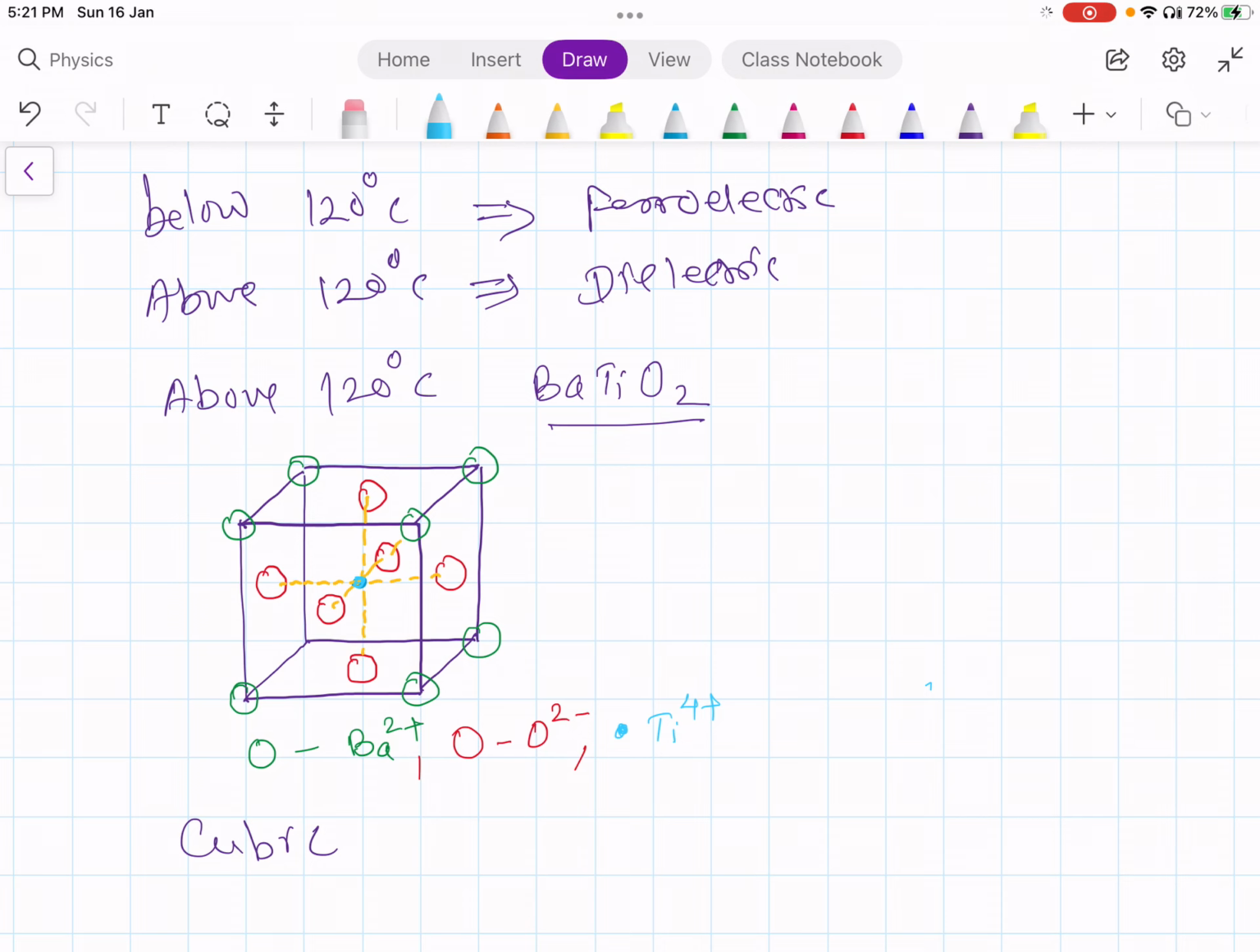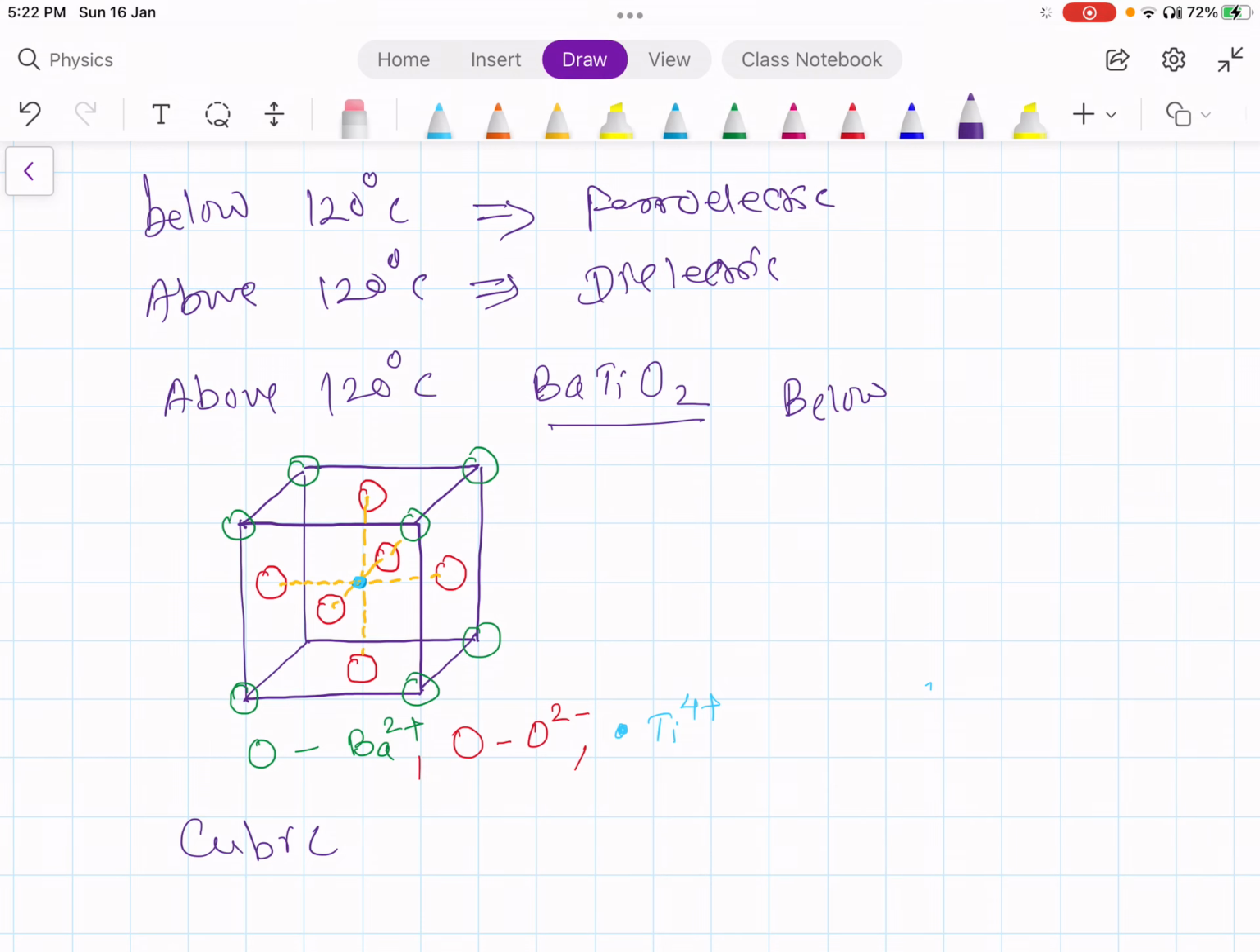So in this diagram it means above 120 degree center of positive ions coincide with center of negative ions. So no net dipole is present. The charges neutralize, and that is when material is dielectric. Now what happens when temperature changes to below 120 degree?